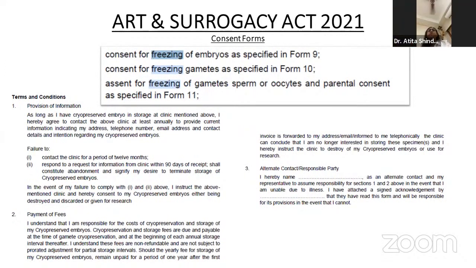And also, how long do we have to keep gametes? That is mentioned: it is 10 years. But what about backup for onco patients? We can freeze for more also, but you have to take permission from the national board. If you are freezing embryos for more than 10 years, then you have to go to the national board and say you want to freeze. Then only you can do it.